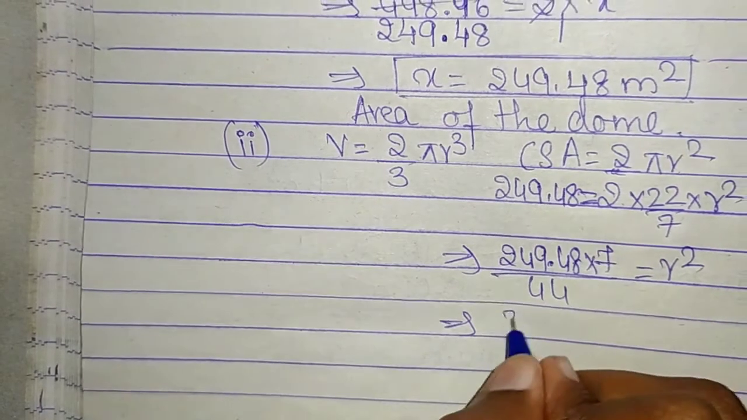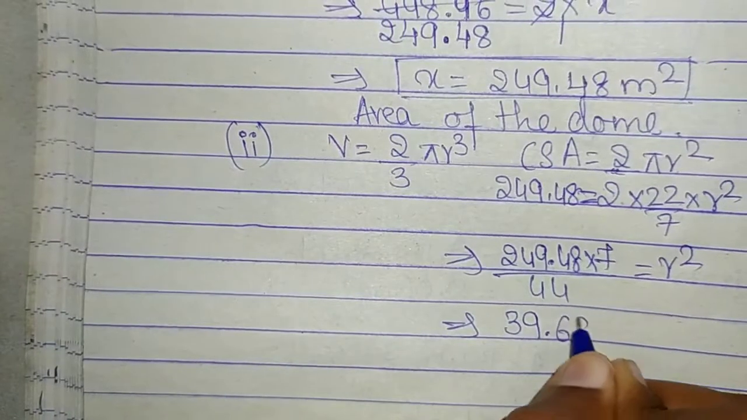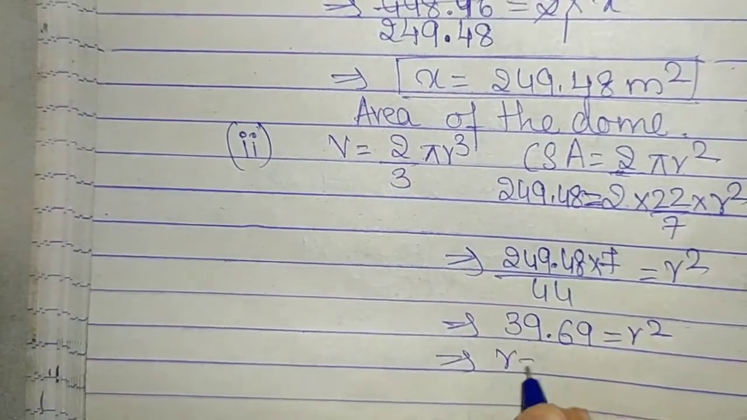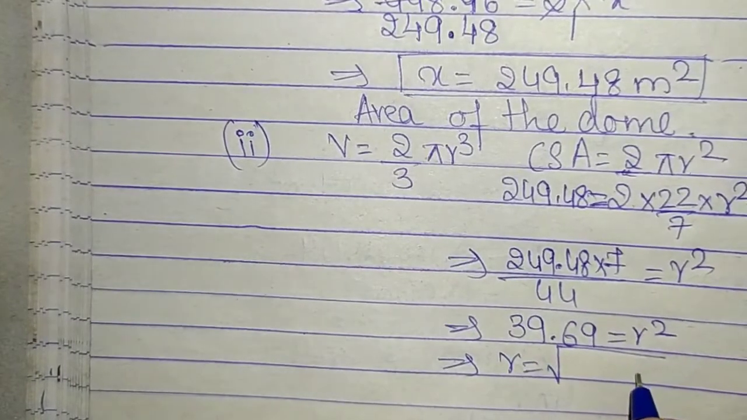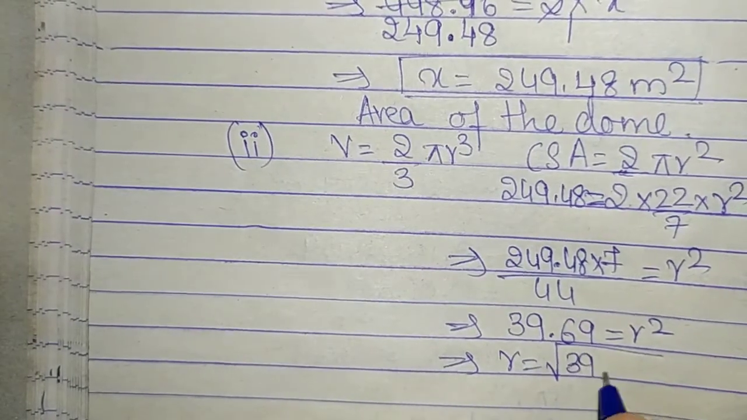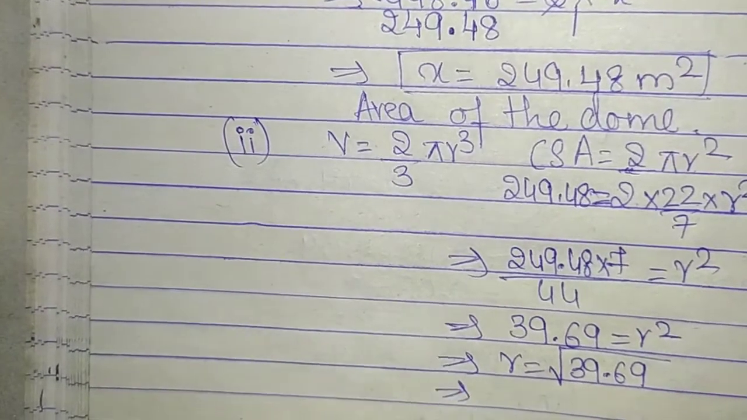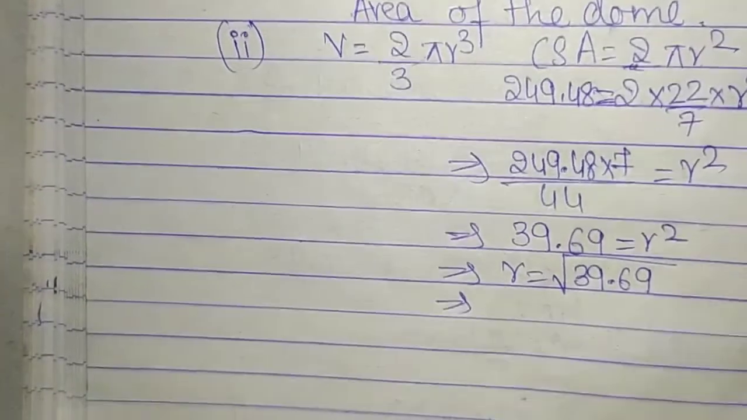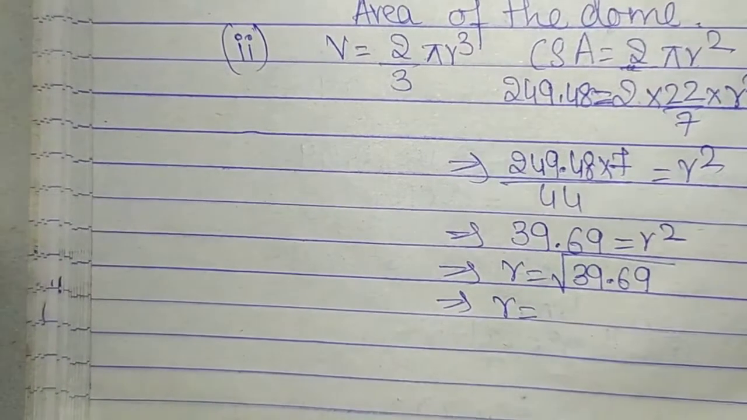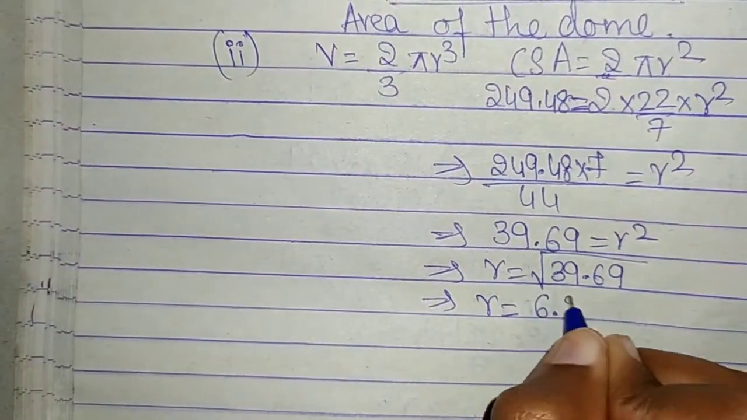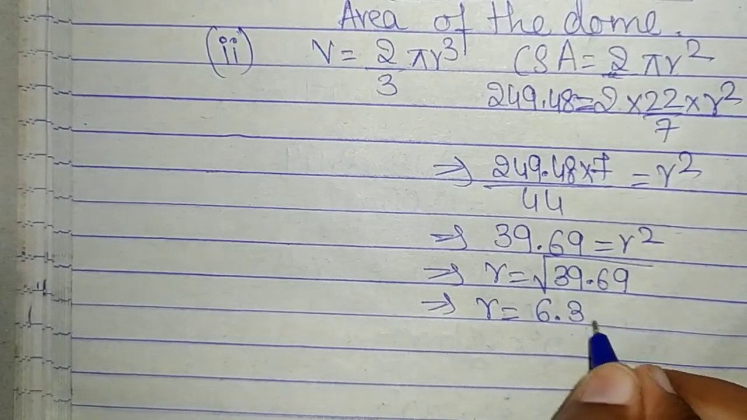So on simplifying, the numerator part into 7 divided by 44 is nothing but 39.69, which is equal to r square. So this implies r is equal to root of 39.69. So root of 3969 is 6.3, so r is equal to 6.3 meters.